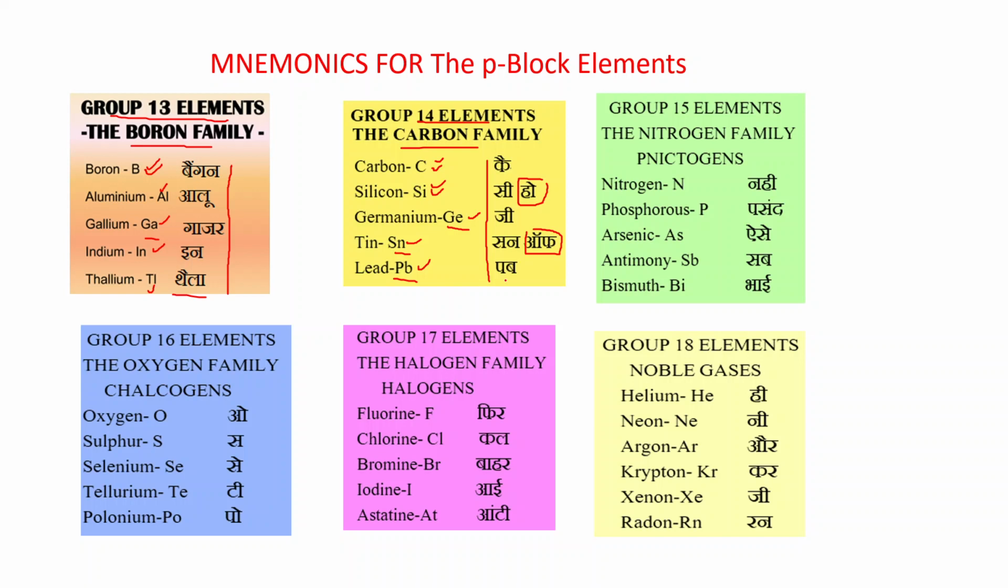Carbon, silicon, germanium, tin, and lead. Group 15 elements, nitrogen family. These are also known as nitrogens. First member is nitrogen, then phosphorus P, arsenic As, antimony Sb, bismuth Bi.